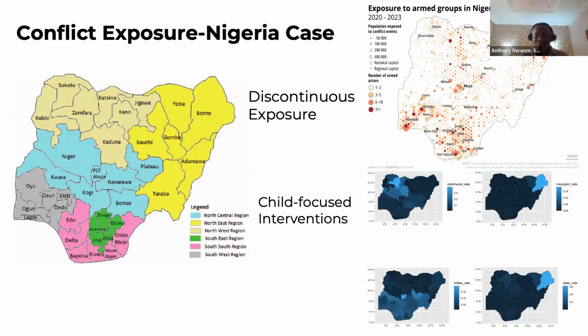This impacts their safety and psychological well-being. So based on this data, the recommendation from a child protection point of view is that we can have child-focused interventions that could include community psychosocial support and the establishment of child-friendly spaces, so that children can feel safe and they can continue their education. The next slide, please.